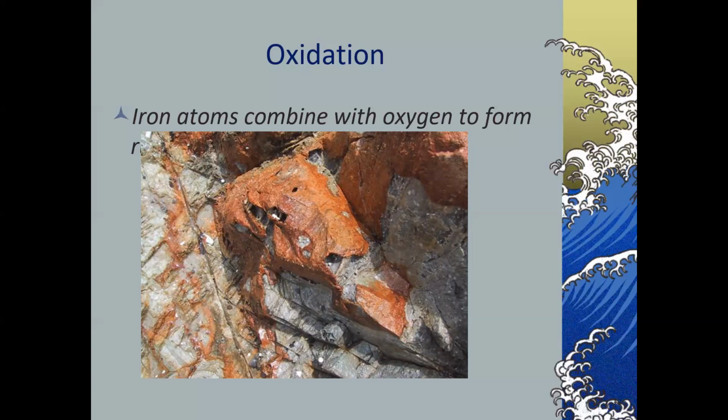So we're more familiar with rust happening on metal. Well, if you remember from when we did rocks and minerals, iron can be found in different rocks. So here we have an example of a rock that contains iron in it. So this rock will actually rust just like if you left a hammer outside and it rusted.